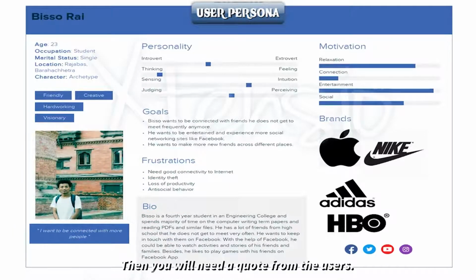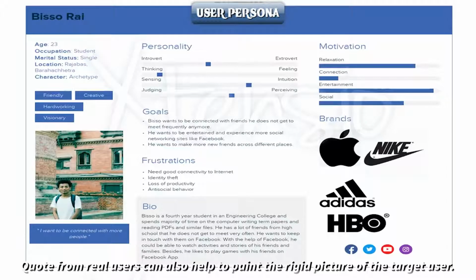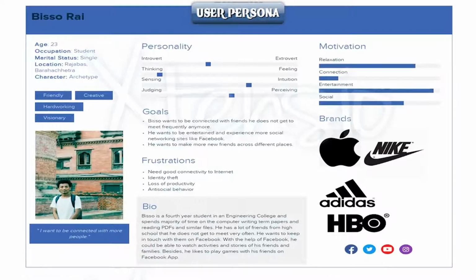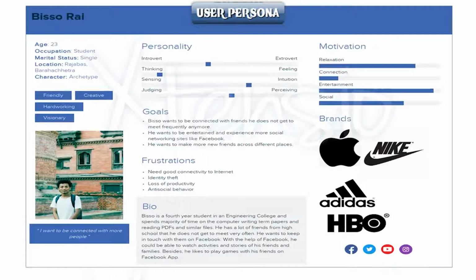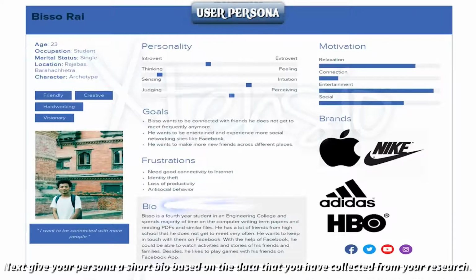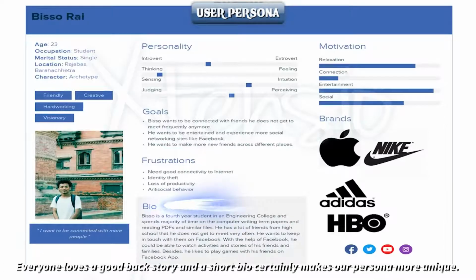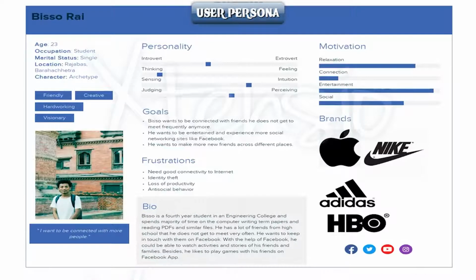You will need a quote from the users. A quote from real users can also help to paint the real picture of the target user. An example quote from Biswa is, "I want to connect with more people." Next, give your persona a short bio based on the data that you have collected from your research. Everyone loves a good backstory, and a short bio certainly makes your persona more unique.